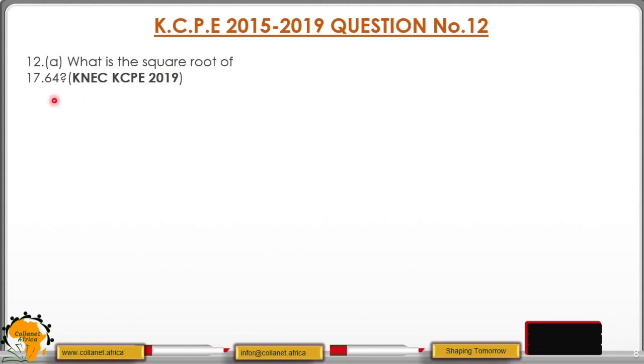We'll start with question number 12 that was tested in 2019 KCPE. What is the square root of 17.64? Solution. So this is the meaning of square root of 17.64. In this case, it has two decimal places.